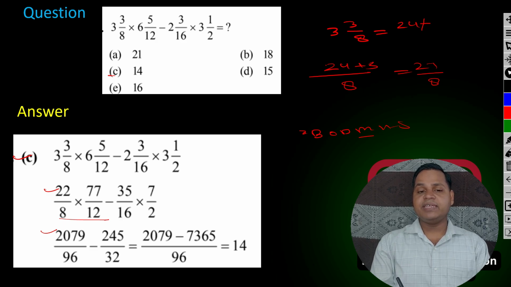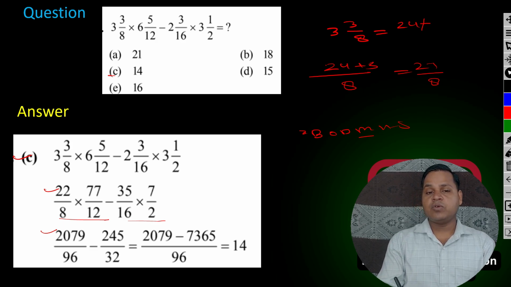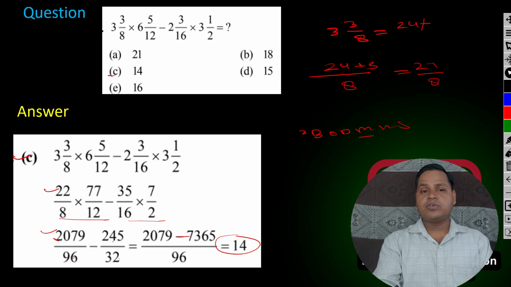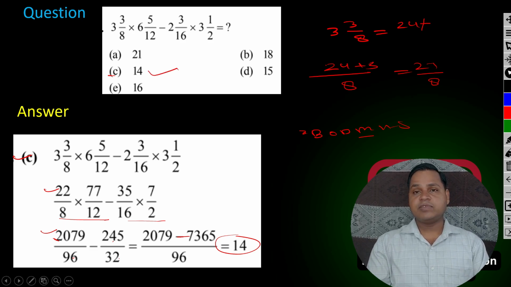Here multiplying this part we get 2079 divided by 96, and multiplying this part we get 245 divided by 32. Now multiply this part by this part, and using the minus symbol and dividing, you get the final answer. So here option C is the correct one.